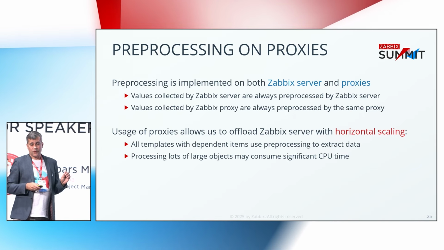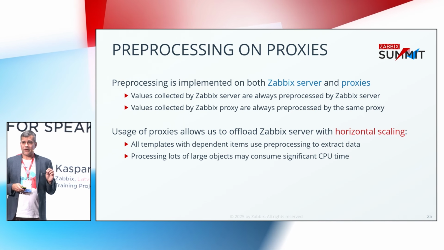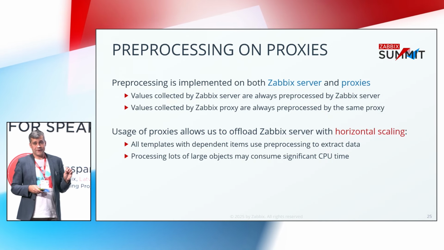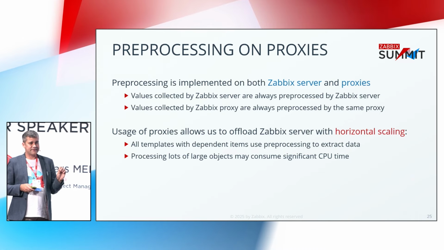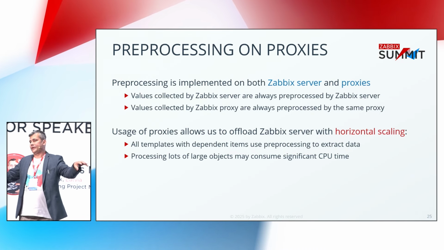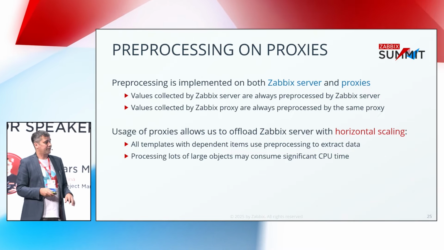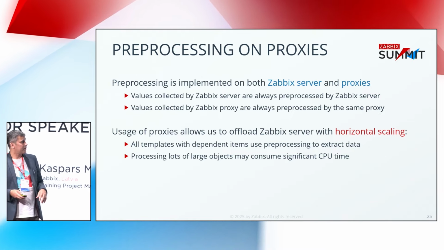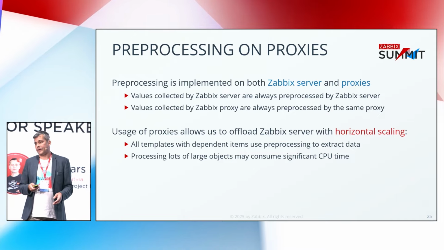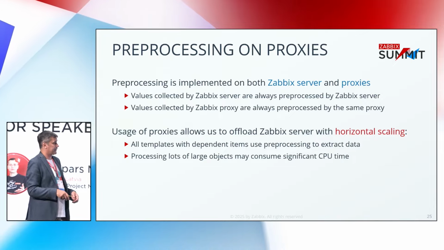First, pre-processing is performed by both Zabbix server and proxies. Which is actually a great thing because you can distribute the load between proxies. If you have a lot of pre-processing which needs to be done, you can start more proxies, and this can be used as a kind of horizontal scaling. Because at least some of the processing will happen on proxies.